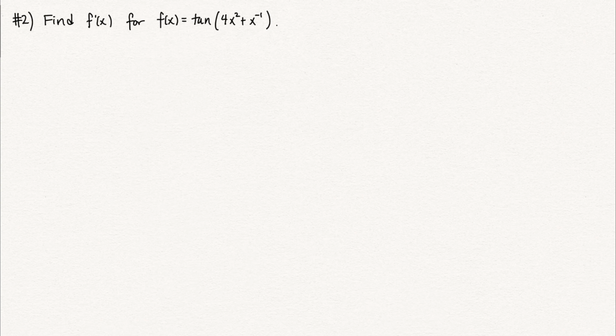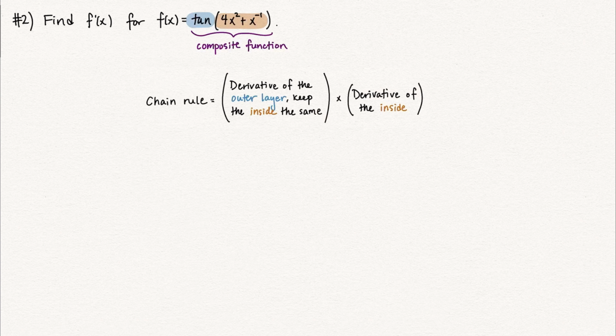For our second problem, let's find the derivative of the function tangent of the quantity 4x squared plus x to the negative 1. And again, like the previous problem, this function is also a composite function. The inside layer is 4x squared plus x to the negative 1, and we're plugging that into the outer layer, which is tangent. Okay, so like I mentioned previously, for this problem, I'm going to streamline my usage of the chain rule by using the colloquial version that I brought up earlier.